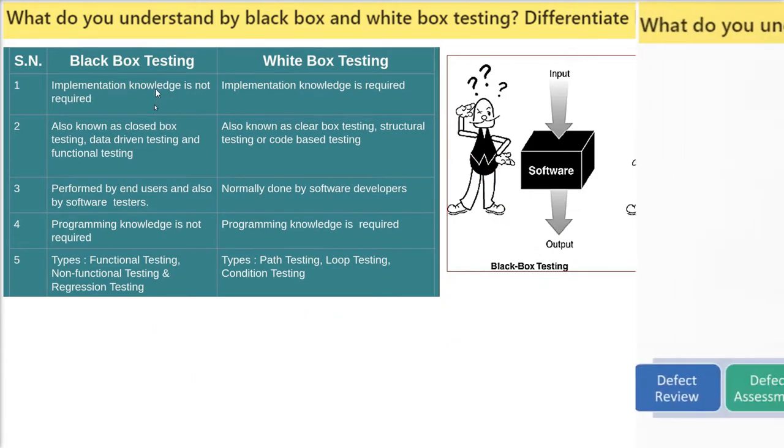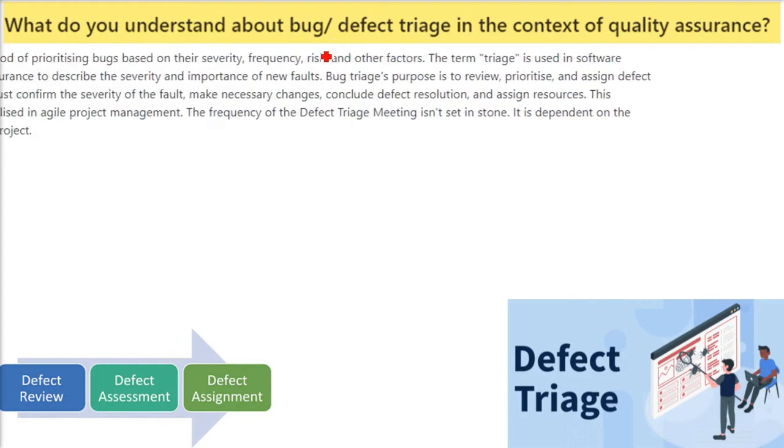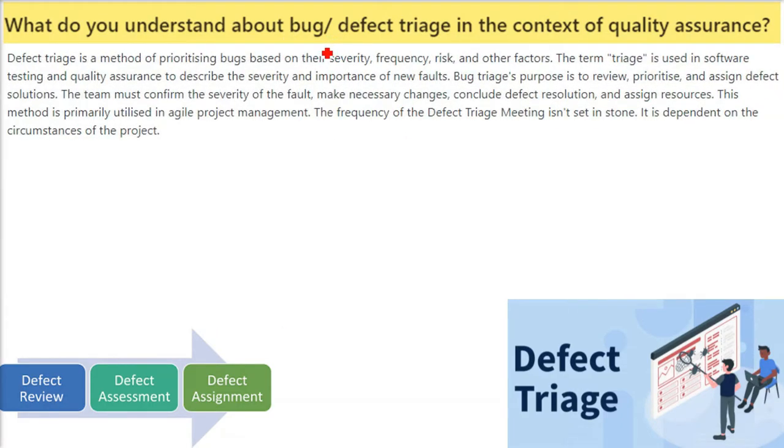What do you understand about bug or defect triage in the context of quality assurance? Bug, defect, flaw, problem. In defect triage, the defect or the problem is reviewed. Then this defect is assessed. There is a proper assessment being done. And finally, we assign resources.